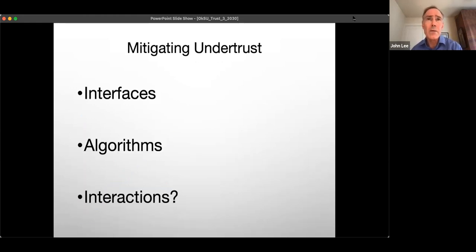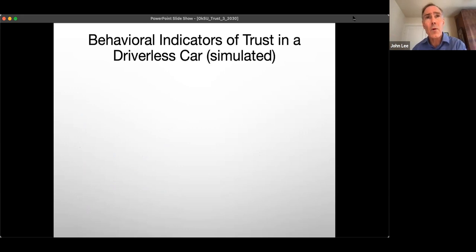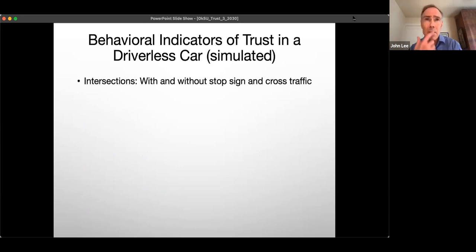And ways to mitigate under trust, I think you can look at interfaces, algorithms, and also the interaction. So I'll talk in more detail about that in terms of how we can look at behavioral indicators of trust in a driverless car, simulated driverless car.